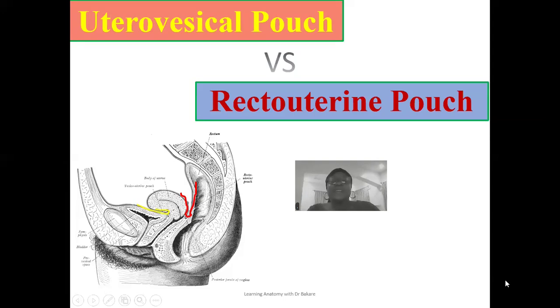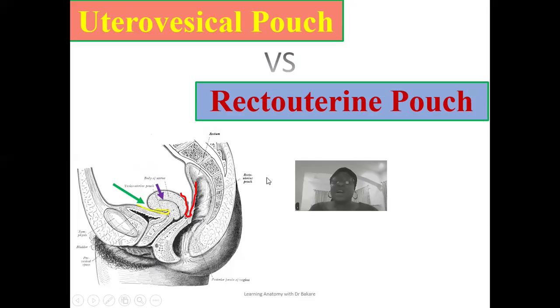Welcome. Let's play around with the differences between the uterovesical pouch and the rectouterine pouch. Let's use this image by the side to illustrate where these two pouches are located. This is where we have the uterus here, arrowed in purple. Anterior to the uterus is where we have the uterovesical pouch, arrowed here in green.